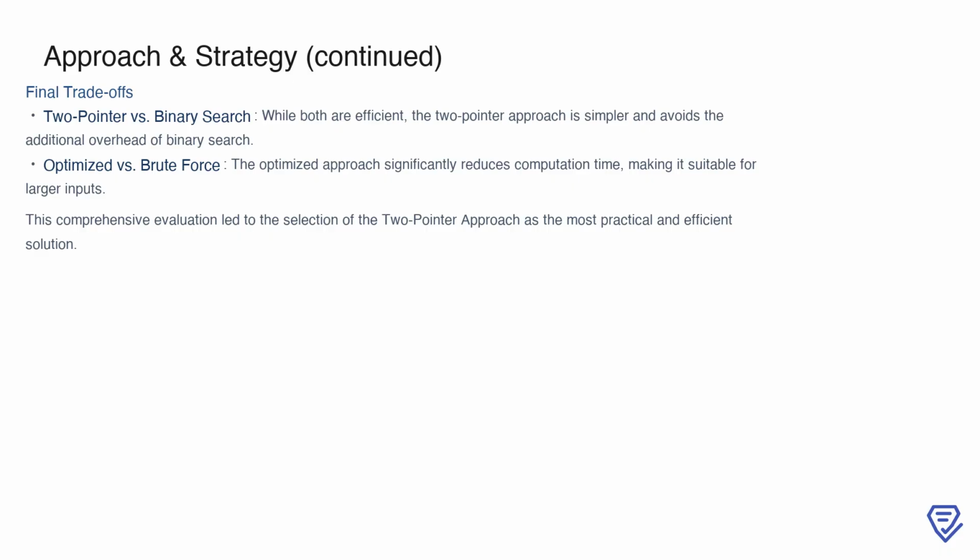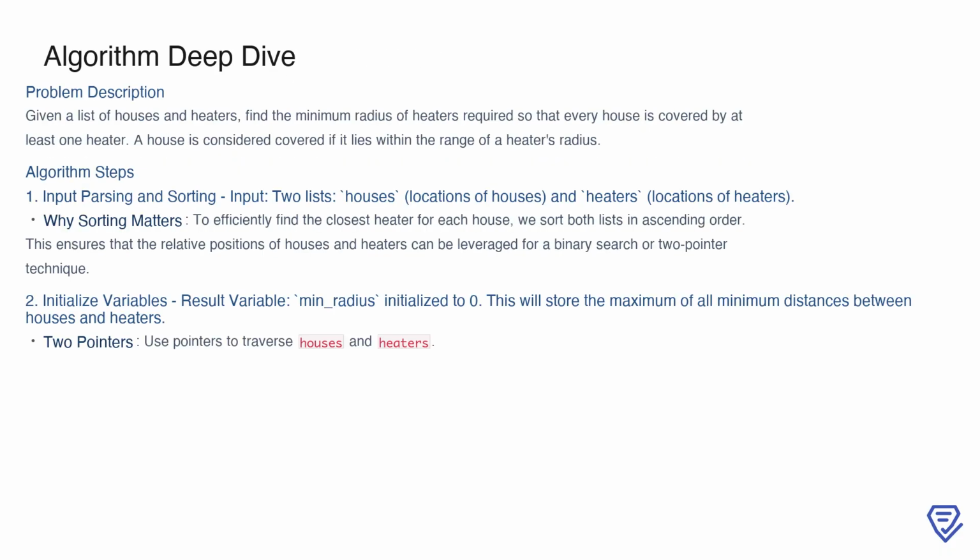In this problem, we are tasked with determining the minimum radius of heaters required to ensure that every house is within the range of at least one heater. A house is considered covered if it falls within the heater's radius.